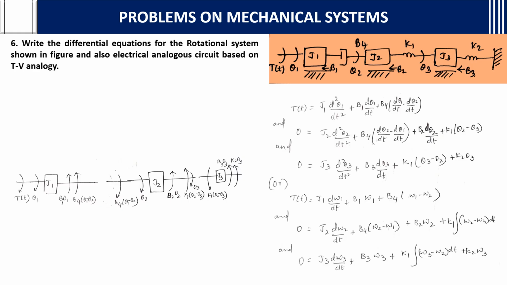Same way. If you see here, there are 3 J elements: J1, J2, J3, and T, theta 1, theta 2, theta 3. First mention all these things. After that, if you remember, even in translational systems I told you, even though the dashpot is not mentioned in this way, if it is mentioned as an arrow mark to the J element or the mass element, then you need to consider that also.